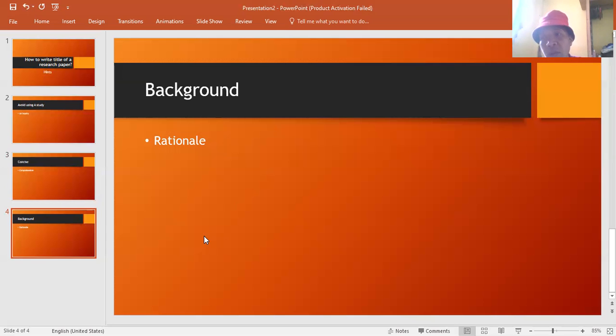So, if you're going to read the background of the study or introduction or rationale of the research paper, you will already have the bird's eye view of the whole research paper, even though you did not go page by page of the paper.